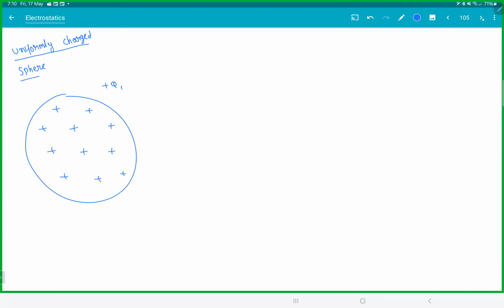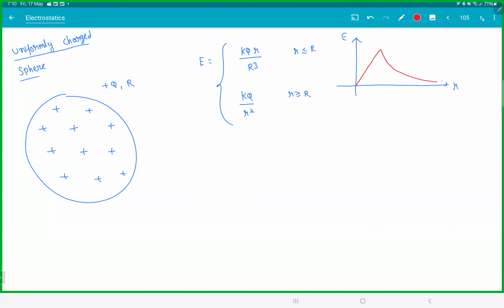Let's say the charge is Q and radius R. Inside, the field is KQ r by R cube. Outside, it is KQ by r square. For r less than R, and r greater than R, here the function is continuous. The function will increase linearly and then drop.